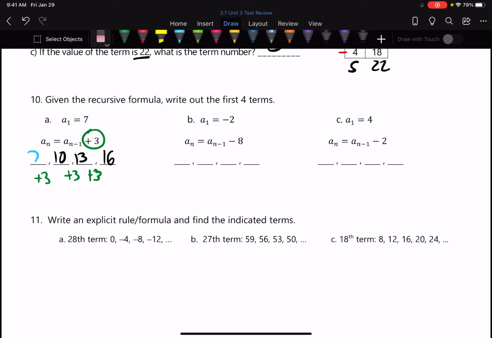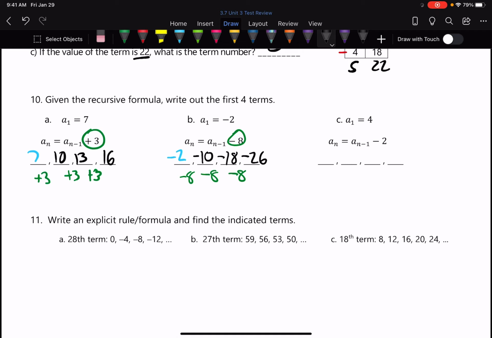All right, let's look at B. It says a sub 1 is -2. And then it gives us the recursive formula, a sub n minus 1 is -8. So we're going to subtract 8 from each term. Negative 2 minus 8 is going to give us a negative 10. Negative 10 minus 8 will give us a negative 18. Negative 18 minus 8 is going to give us a negative 26.